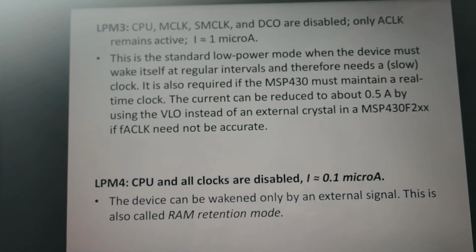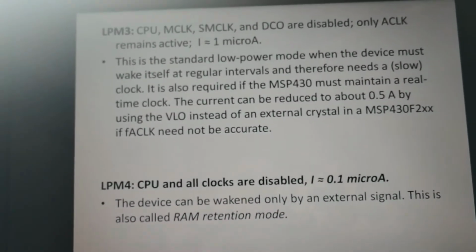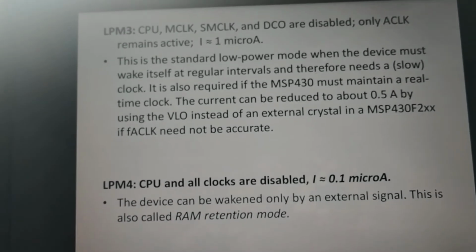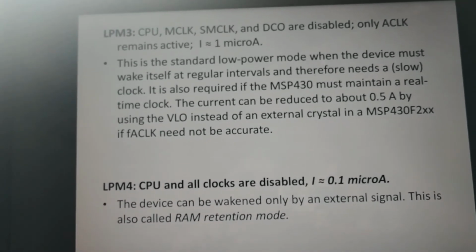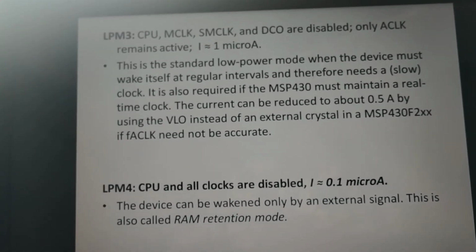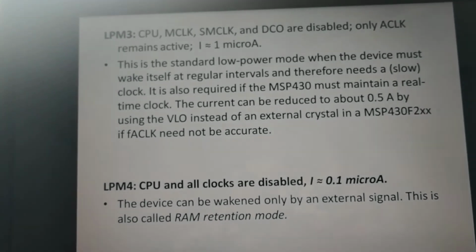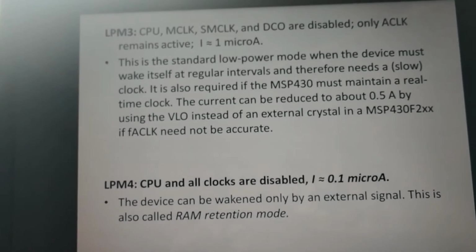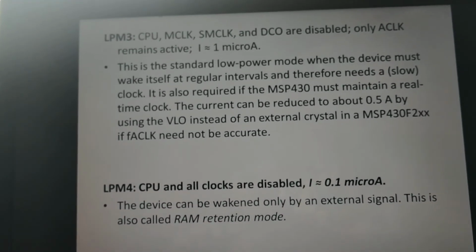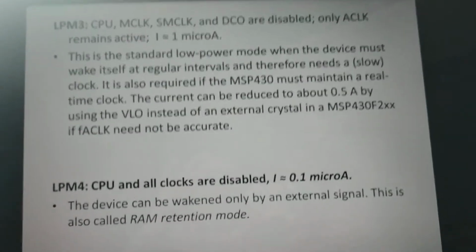We know about the dynamic RAM. It has one transistor and one capacitor. So the capacitor should be recharged so that it retains the data there. Only that happens in LPM4. No clock is there. So MCLK, ACLK as well as SMCLK are disabled, and the current is approximately equal to 0.1 microampere. So in active mode it was 300 microampere, and in LPM4 it is now reduced to 0.1 microampere.